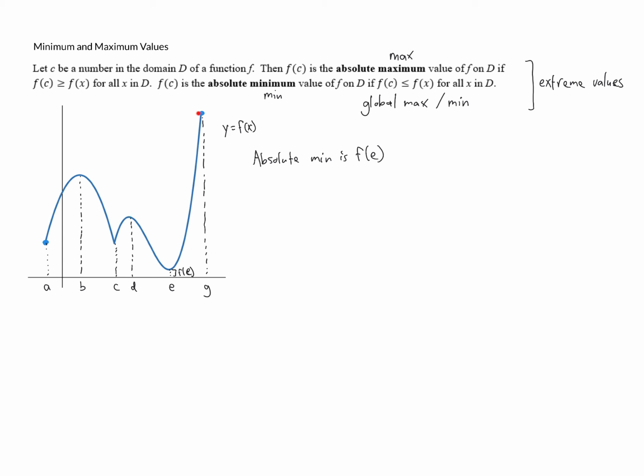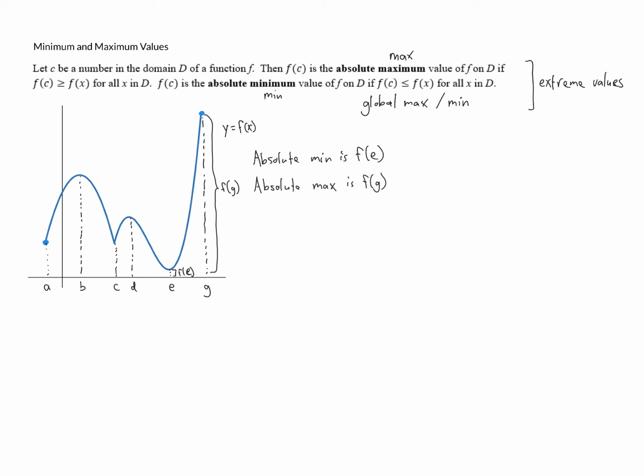And of course, that is at this end point over here at g. So we could say that the absolute max or maximum is the function value at g, so f of g. And in fact, that is what this distance is. This distance is f of g. That is the height. All right? So those are our extreme values.